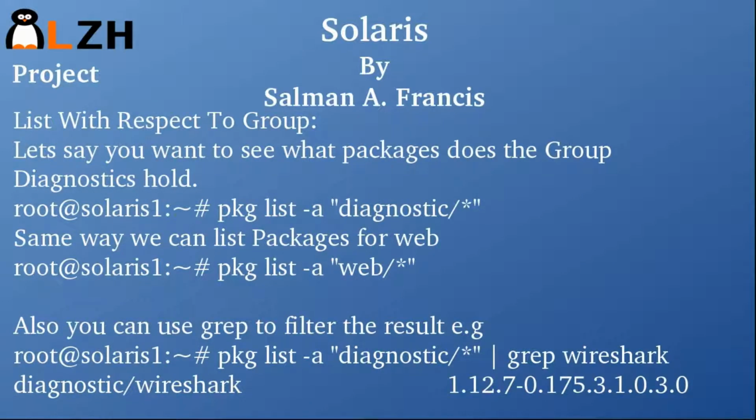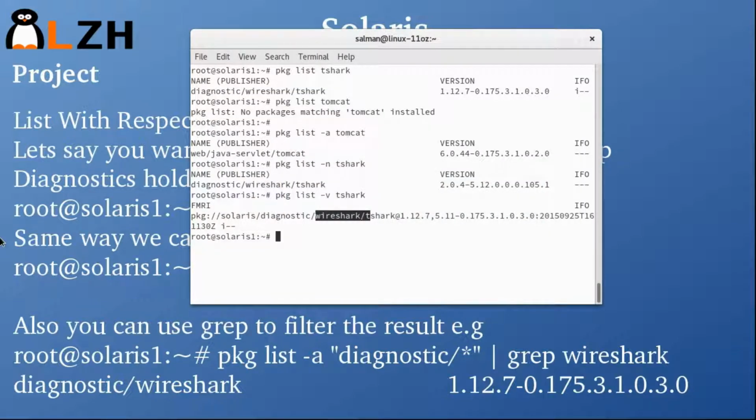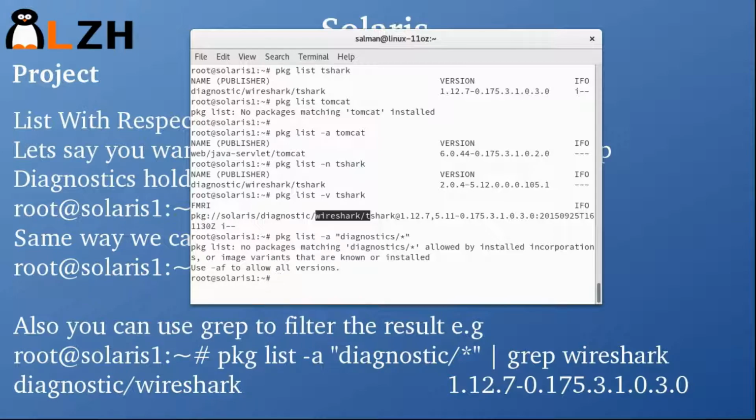Okay, so if we want to list something with respect to the group, let's say you want to see what packages the group diagnostics holds, we are going to run this command: pkg list -a diagnostics. So let's go to our screen. The command is pkg list -a diagnostics. And now it's going to list, I think I missed something.